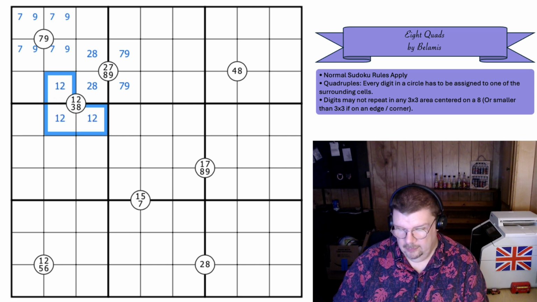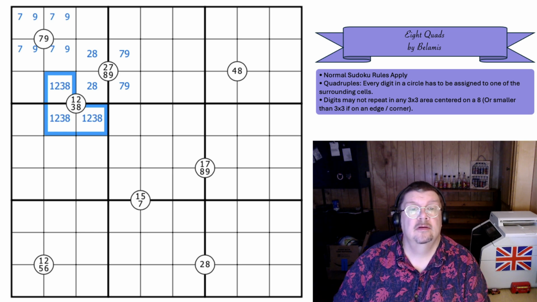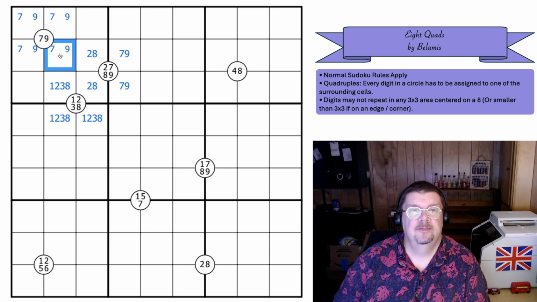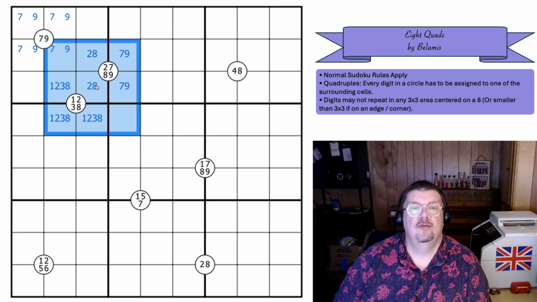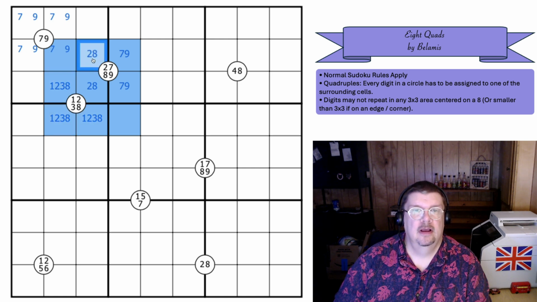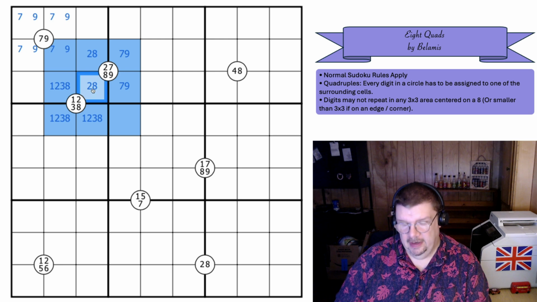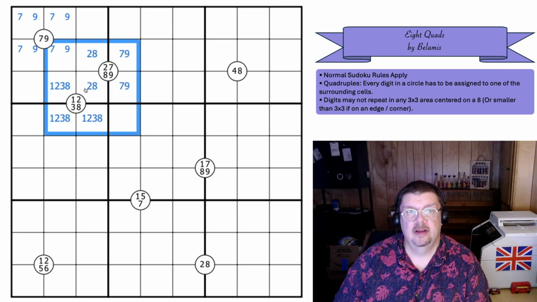So these are from 1, 2, 3, and 8. Okay, this digit is either a 2 or an 8. Let us consider if it's an 8. Then that means that those digits would form an extra region, but one of those with 3 will be a 2, and this will be a 2, and I'm not allowed to have an extra repeat, so that is not an 8. So let's uncolour that.